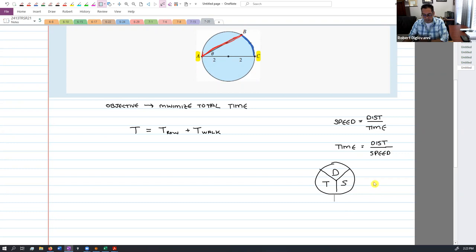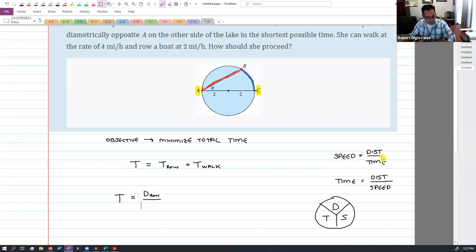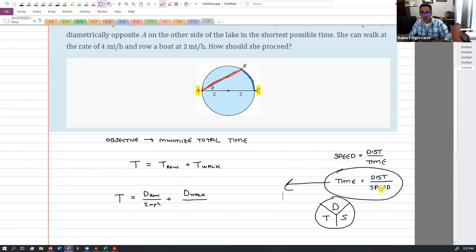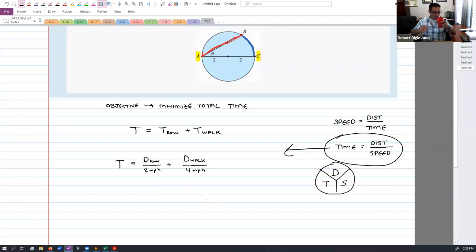Okay, so the reason I'm bringing this up is because we are interested in time, right? The total time it's going to take is going to be the time it takes to row. The time it takes to row will be the distance she rows divided by the speed she rows, which is two miles per hour, plus the time it takes her to walk, which will be the distance she walks over the speed she walks. Do y'all understand I'm using this formula for time? The time is going to be the distance over the speed. So it's the distance she walks over the speed she walks, which is 4 miles per hour. Does that make sense, Samuel? Yes. Okay. You're off the hook.